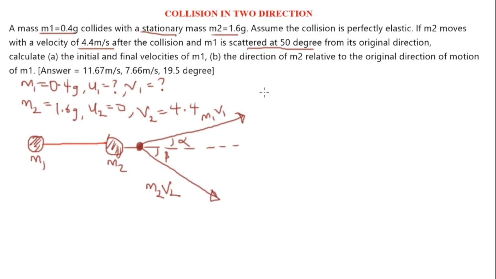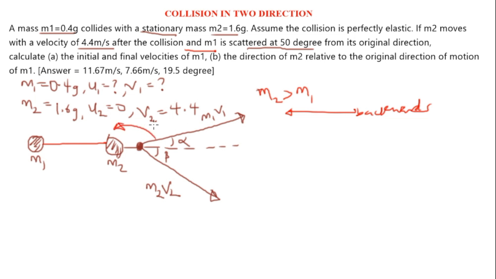But note that in the question m2 is greater than m1, which implies that after the collision the smaller mass, which is m1, will move backwards. The direction will be backwards. Now m1, which has the smaller mass, is scattered at 50 degrees from its original position. That means this 50 degrees is towards the back.